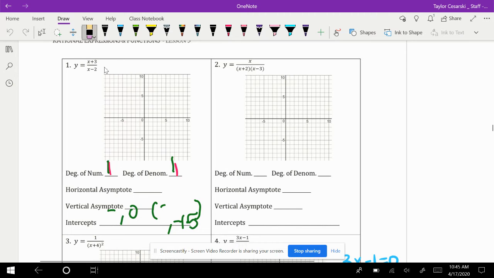Oops. Let's erase that right there. Okay. So negative 3, 0, and 0, negative 1.5.